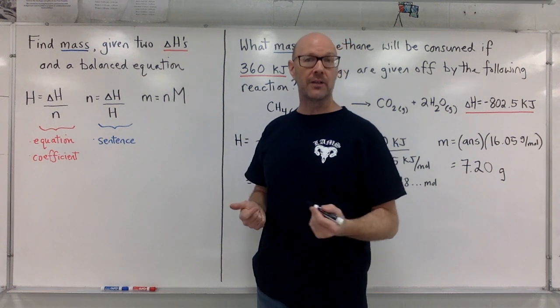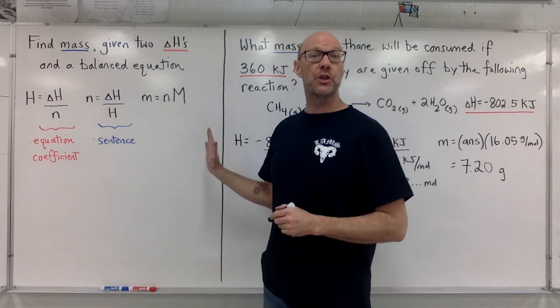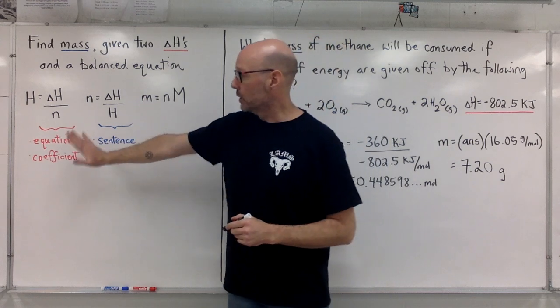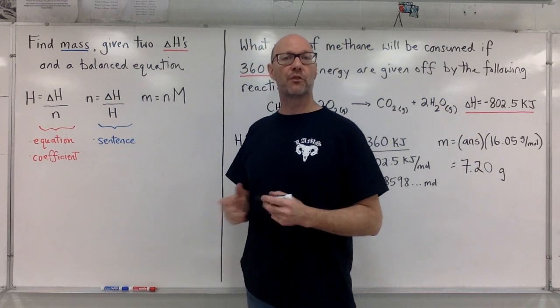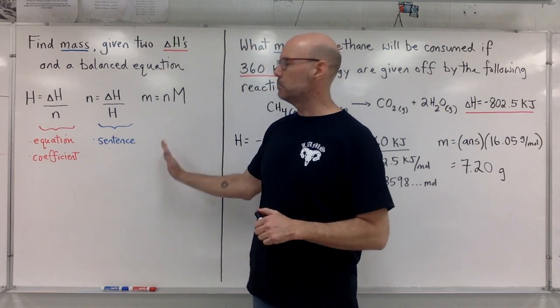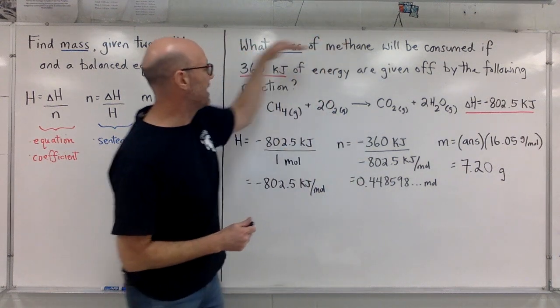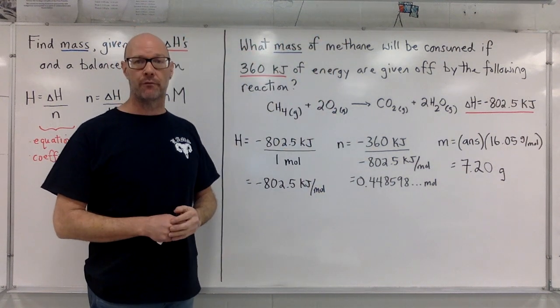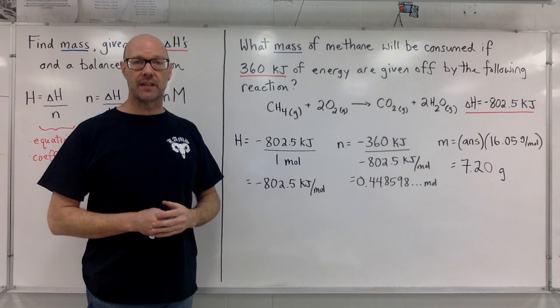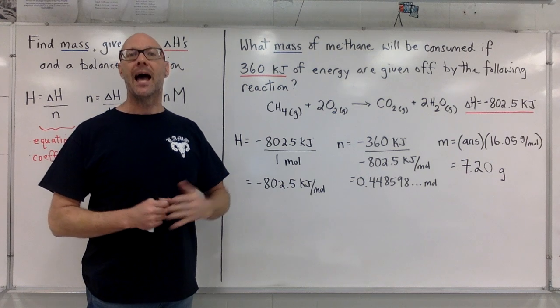There is a style of question that we're going to encounter that asks us for the mass given 2 delta H's and a balanced chemical reaction. It's a 3-step process. We're going to start with focusing on the values from the equation and then move on to what's in the sentence of the question itself. Watch those significant digits and units, and I hope that helps.